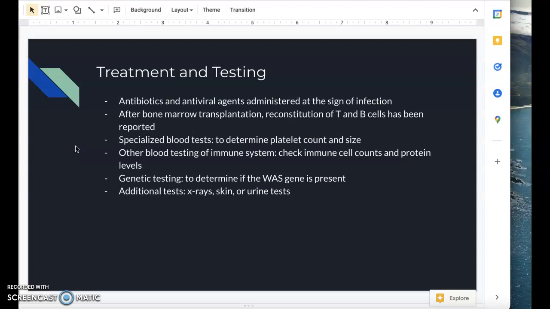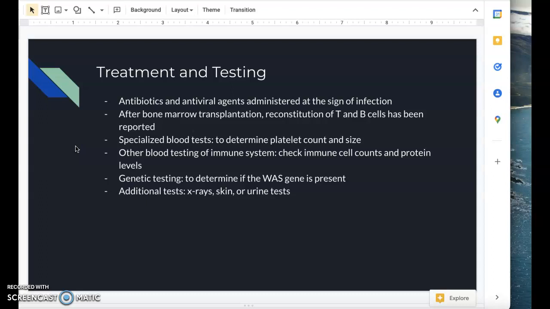There's not a lot of treatment for it. There are several tests that can be done to determine if the child is affected by this and if the parents are carriers. So it's really just management of symptoms. They have antibiotics and antiviral agents administered at the site of infection, and this is to help prevent the spread to other parts of the body, since the body itself cannot prevent the infection. Really, the only curative treatment is a bone marrow transplant, and this has been reported to see the reconstitution of T and B cells within the body. So once they do receive a stem cell transplant, they do begin to rebuild these cells, which will help prevent the body from becoming infected.